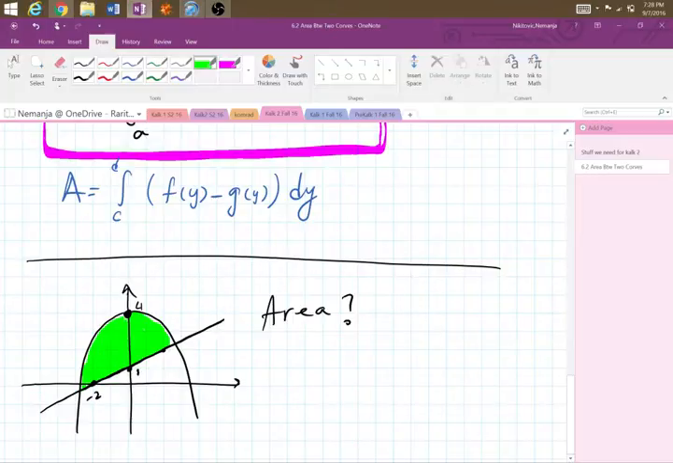So the first piece of the puzzle is that you are trying to figure out whether you are supposed to use dx or dy. Because if you are supposed to use dx, you're using the top formula. If you're using dy, you're using the bottom formula. Now, what's the difference?